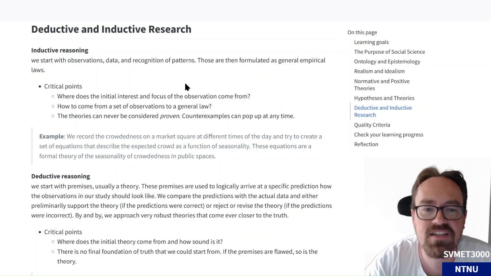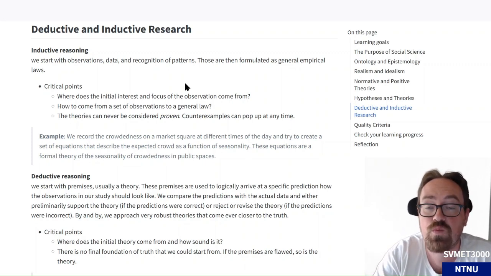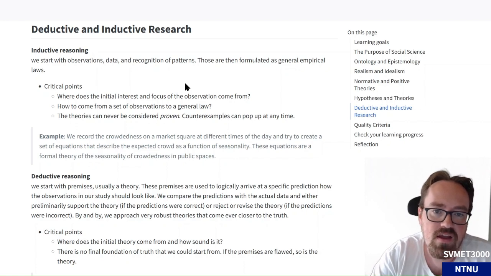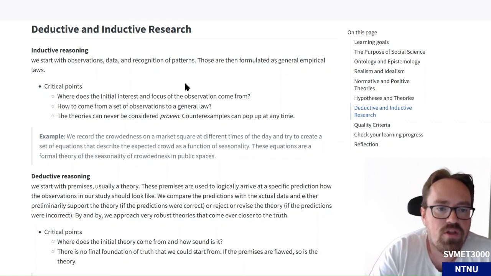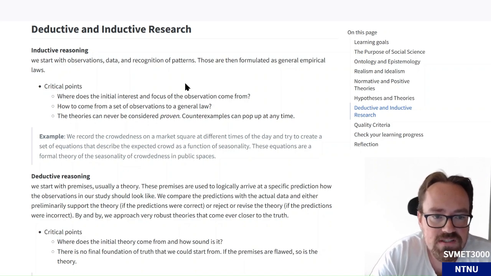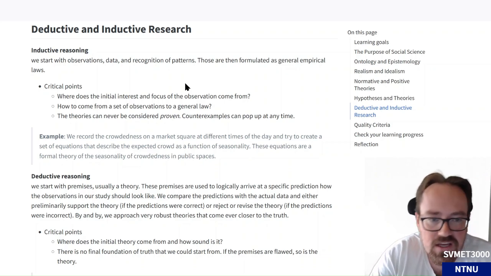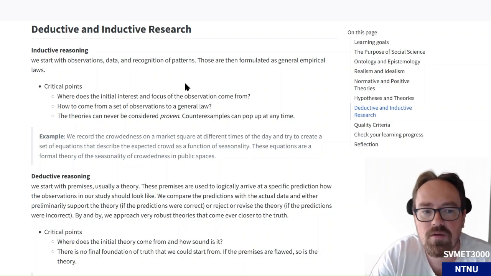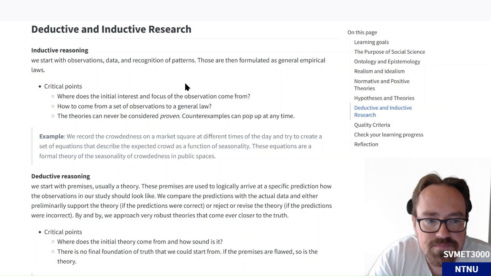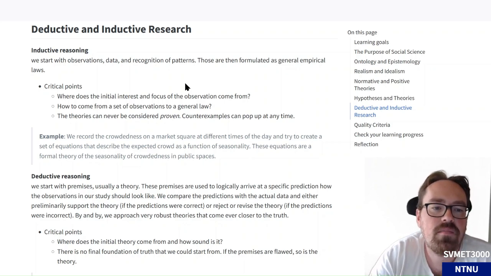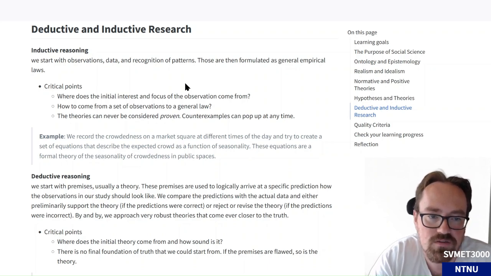Let's have a look at deductive and inductive research as well as abductive research. So there's three different ideal types again of reasoning in the social sciences. That means how we deal with, or how observations and the data built from the observations and the theoretical statements are integrated. The first and probably most intuitive approach would be so-called inductive reasoning.